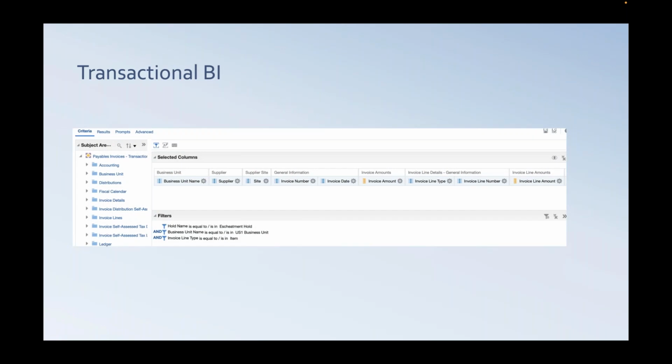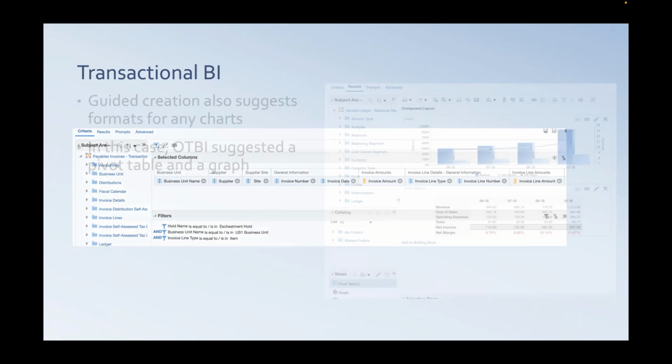So this is kind of how the tool actually works. You can see on the left-hand side, I've got my subject areas. I've got each of the different folders within those subject areas. Within those are the individual data. And I just started dragging columns across. I'm looking for business unit. I want to see the supplier site, some invoice number, that kind of information. And I have some filters. So I'm only looking for invoices which are on an achievement hold. We have that kind of information out there.